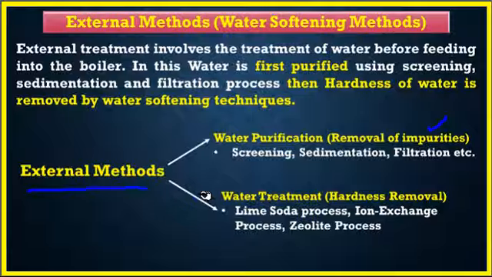After the water purification, water treatment is carried out. What is the water treatment? It is the removal of hardness causing salts from the water. So water treatment is also known as the water softening technique. Three types of these techniques are lime soda process, ion exchange process and the zeolite process. So basically water purification is the removal of impurities and water treatment is the removal of hardness causing salts from the water. These treatments will be discussed later in the next videos.